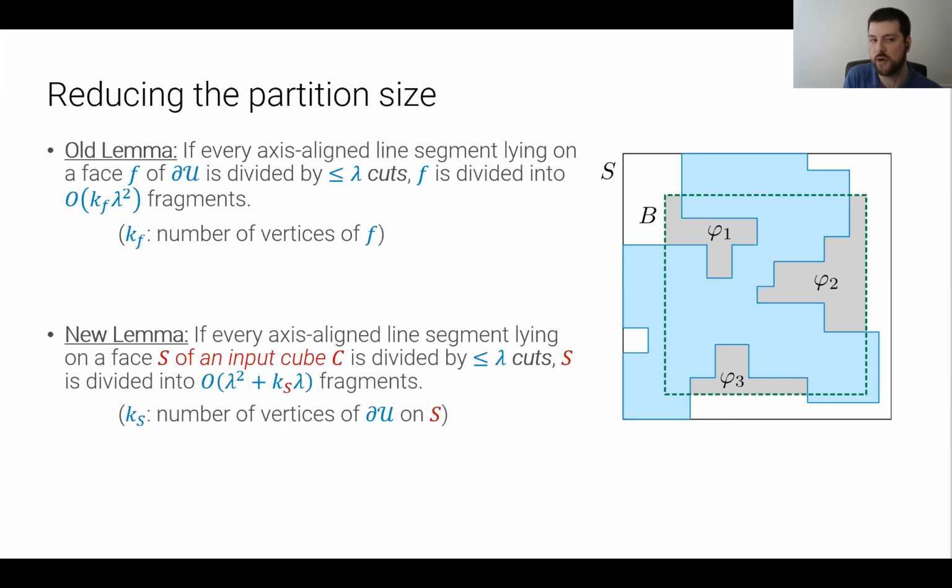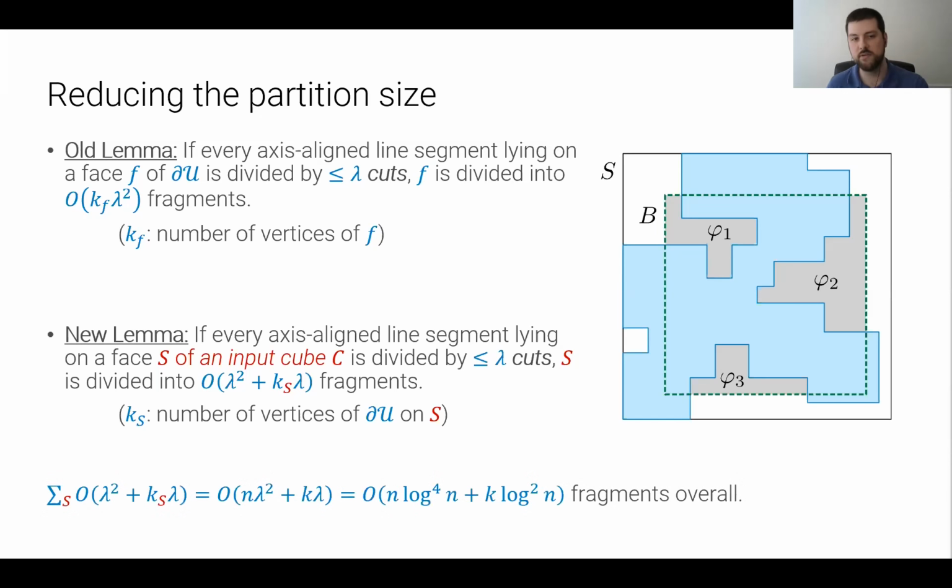With the new lemma, we're able to show that with these new free cuts, we're able to improve this and show that any input face of an input cube, the total number of fragments that it is divided into is only lambda square plus a linear order of lambda on KS, as opposed to quadratic in the previous old lemma.